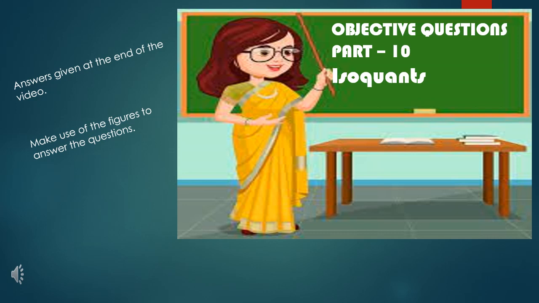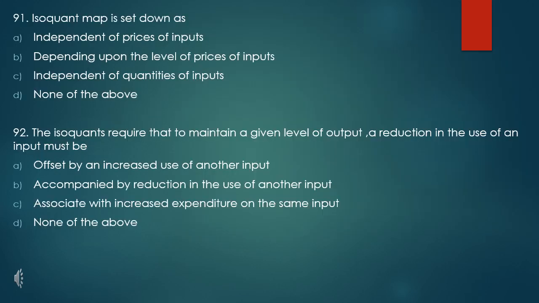Welcome back to part 10 of MCQs, questions based on isoquants. Question number 91. Isoquant map is set down as: independent of prices of inputs, depending upon the level of prices of inputs, independent of quantities of inputs, none of the above.